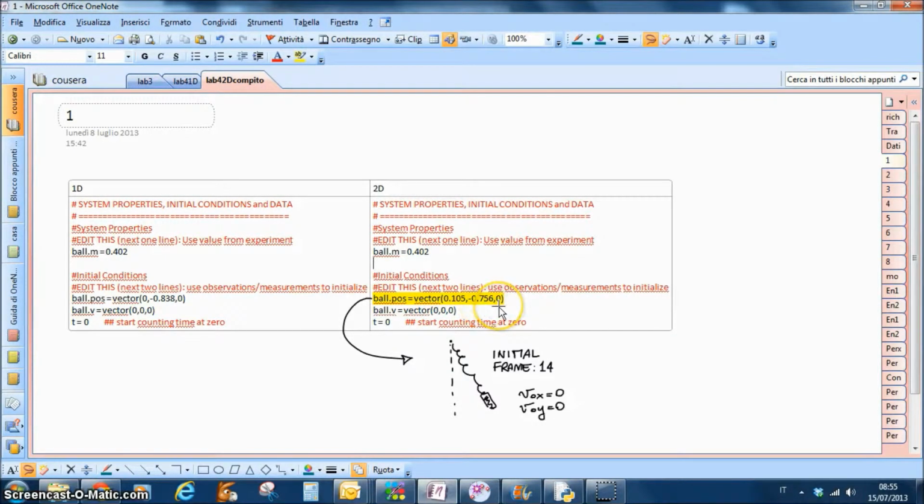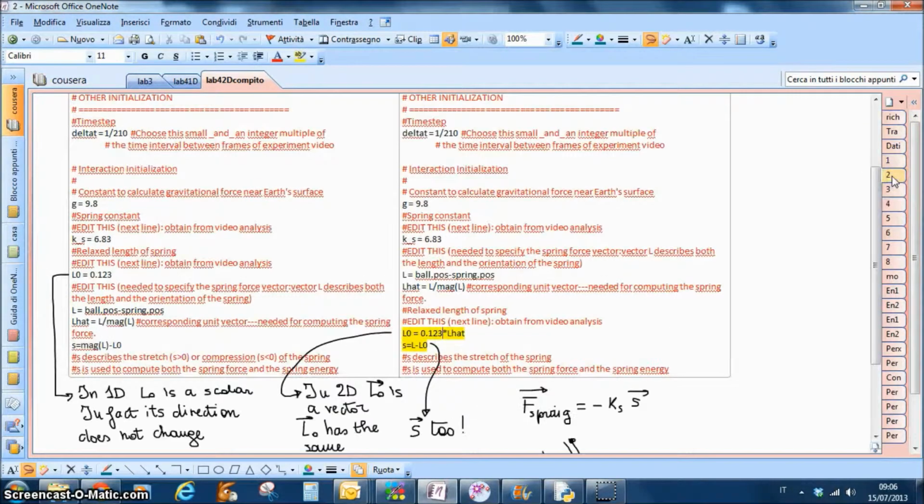0.756, and 0. The initial velocity is 0, because I chose the position in which the mass is at the highest point before falling. The ball's mass is 0.402 kilogram.